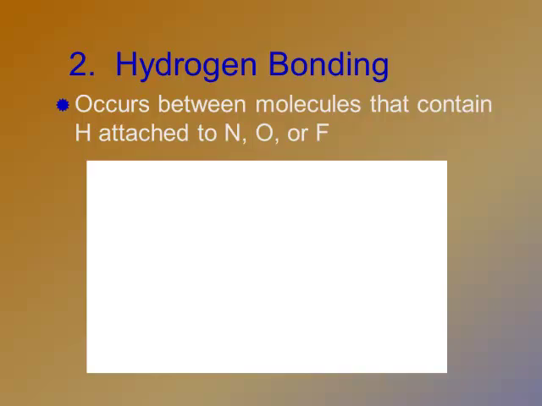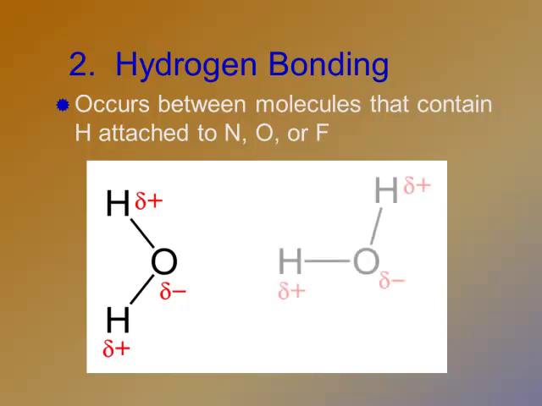Hydrogen bonding is another type of intermolecular force. When hydrogen is covalently bound to a nitrogen, oxygen, or fluorine, like in water, as an example, the resulting bond is extremely polar, with the hydrogen end positive and the other end negative. The attraction with another molecule, then, is very strong.